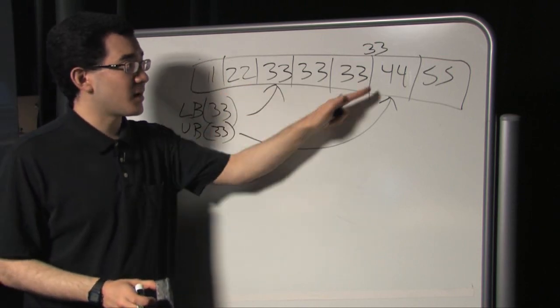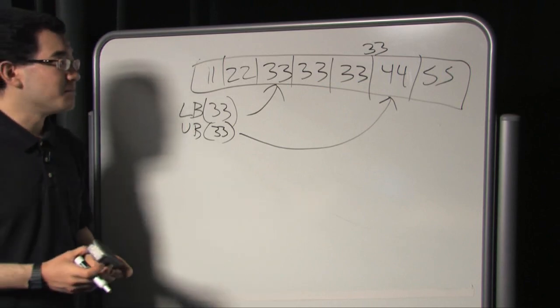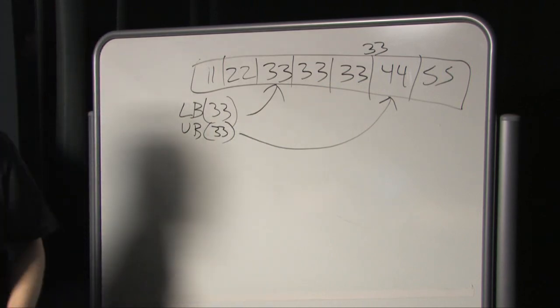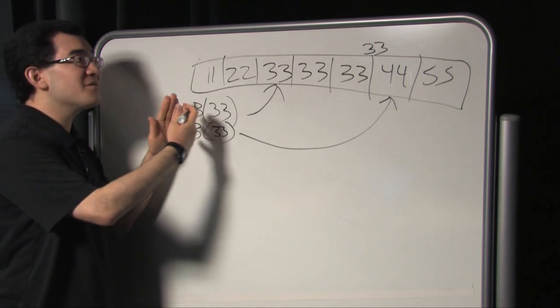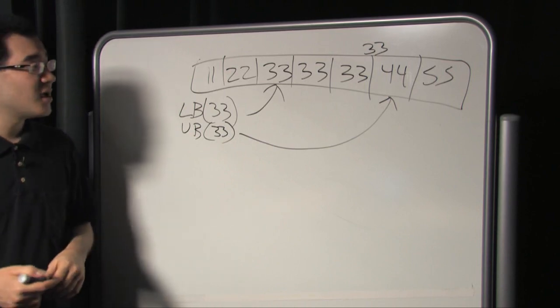Even if it does exist, upper bound will return one past the last occurrence. But the returned iterator is very useful. Now, what if you want both of them? What if you want to find all of the 33s in a sequence, and you want to do so with a binary search that's efficient?